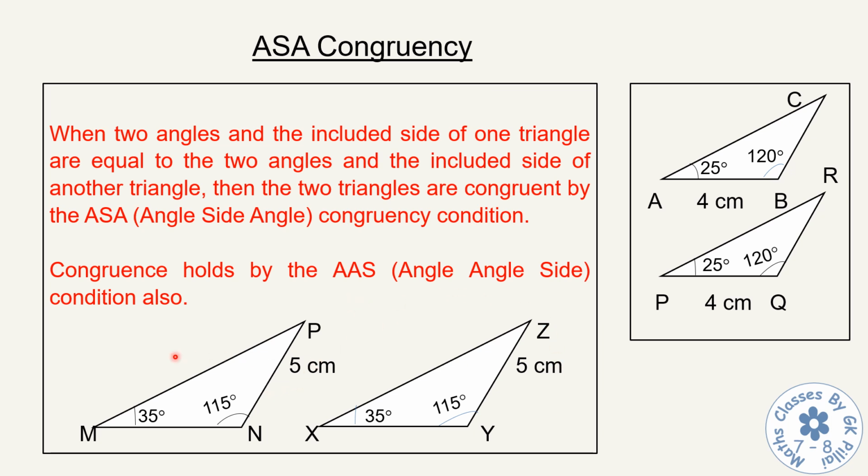This side may be here also. Instead of 5 centimeter, suppose this is given as 7 centimeter. Then this also should be 7 centimeter. So the two triangles are congruent by AAS congruency condition. You may get a sum based on this also. So you should be thorough with this also. So the first one is ASA congruency condition. The two angles and the included side of one triangle must be equal to the two angles and the included side of another triangle respectively.